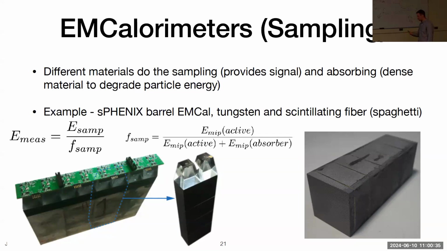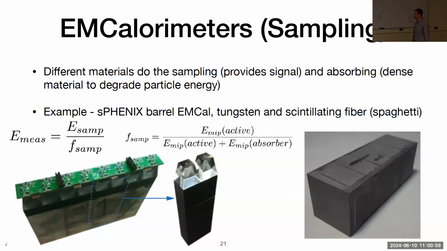So the first couple of things that we'll talk about are electromagnetic calorimeters. And the first type are called sampling calorimeters. Sampling calorimeters are called this because there are different materials: one does the sampling, which provides the signal that you actually measure, and the other does the absorbing, which is the dense material to absorb or degrade the particle energy.